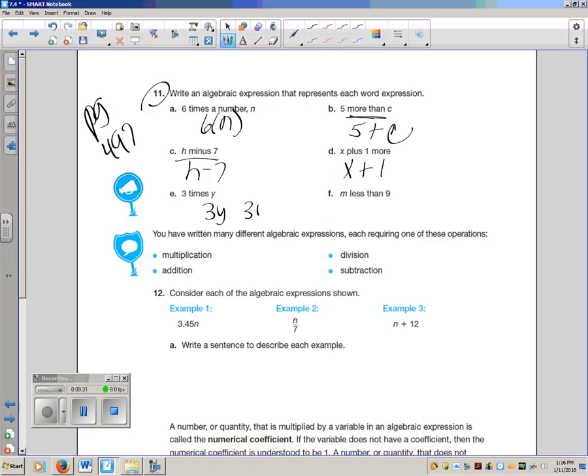You can write it like this if you'd like. M less than 9. Sometimes these can be tricky. You have to figure out which number's first. 9 comes first, and it's M less. 9 minus M is the correct one.